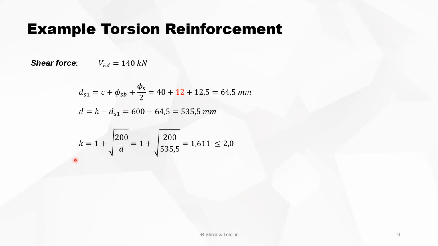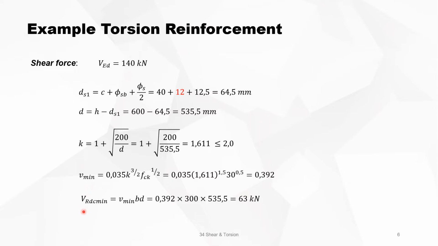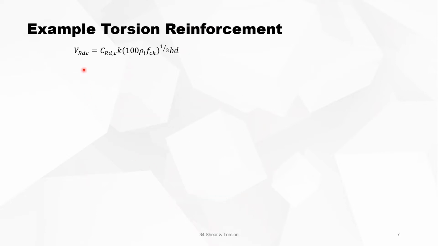The shape factor is then 1.61, and smaller than 2. The minimum shear stress is 0.39, and the minimum shear force capacity is then 63 kilonewton. We calculate now the shear capacity of the concrete only, VRDC.